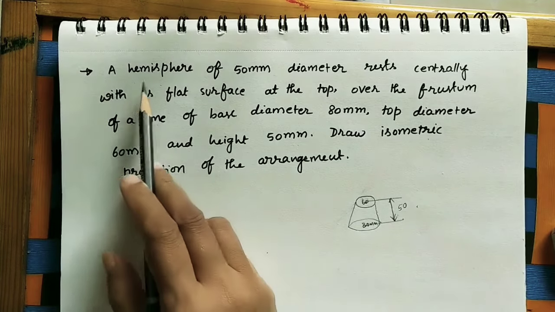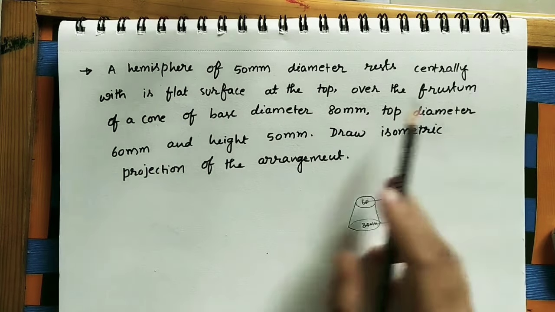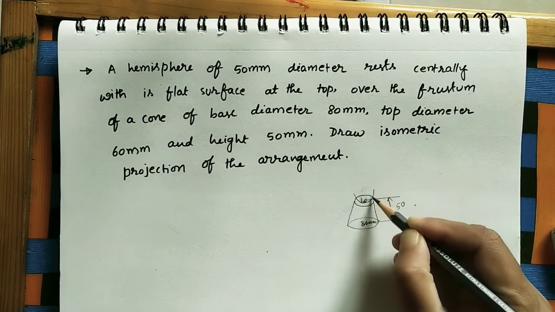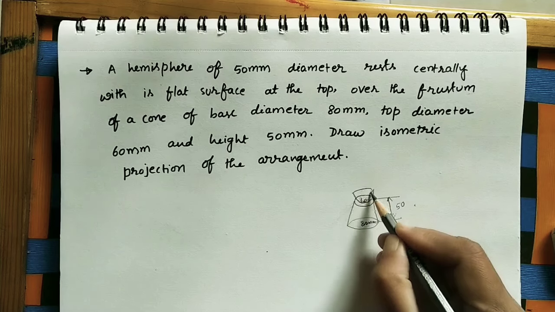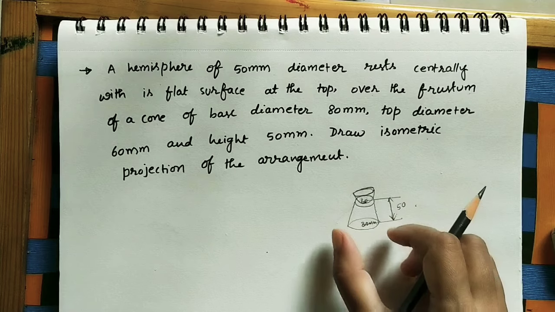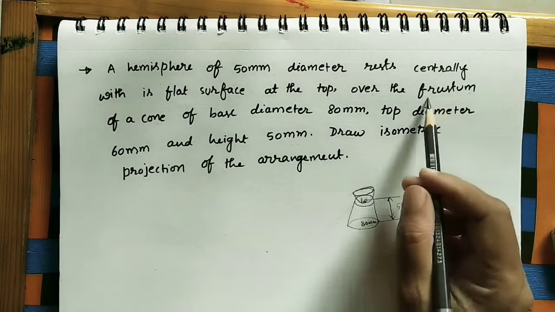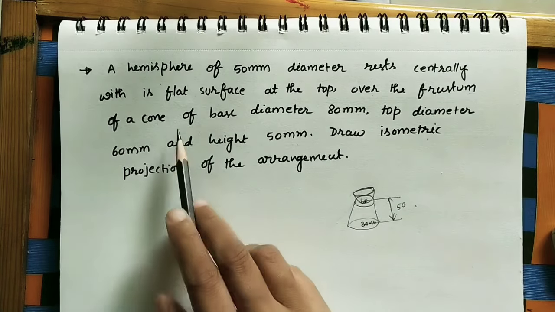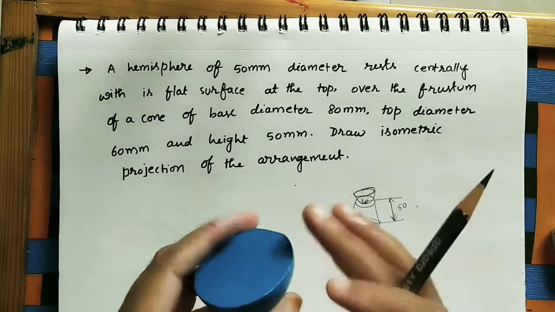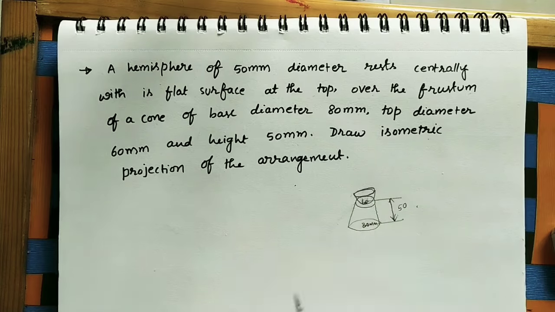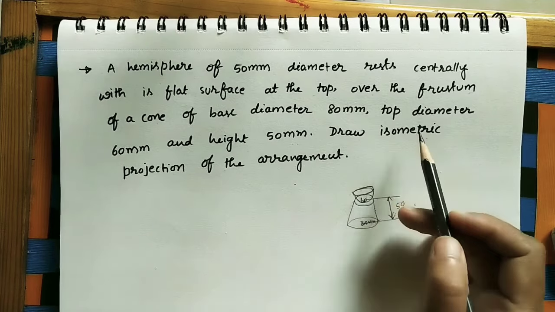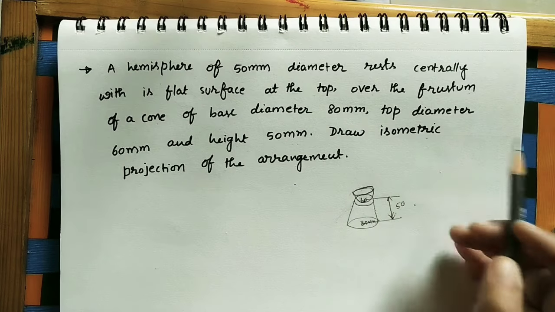So here we are keeping this hemisphere over the frustum of a cone. Just roughly, I am drawing half of the sphere. The top surface is a circular one. Like this, we are keeping the hemisphere over the frustum of a cone. So the flat surface is at the top. This is the flat surface, as I told. This should be at the top. This is a three-dimensional diagram. Roughly I did it. We need to do this diagram using all drawing instruments as an isometric view.